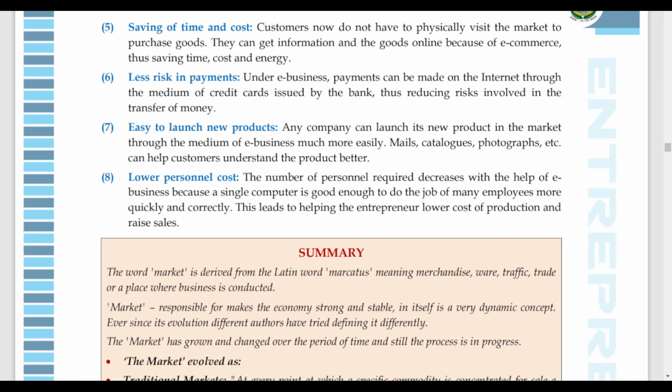Lower personnel cost. The number of personnel required decreases with the help of e-business because a single computer is good enough to do the job of many employees more quickly and correctly. This leads to helping the entrepreneur lower cost of production and raise sales.